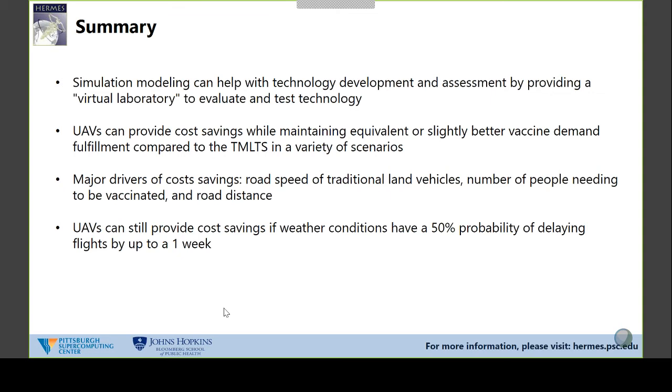So in summary, the simulation modeling found that in general, UAVs may be able to provide equivalent or slightly better demand fulfillment compared to this traditional land transport system in a variety of scenarios. Simulation modeling can help with developing such technology and assessing it before piloting it in the field. And major drivers of the cost savings provided by the UAVs were road speed of traditional land vehicles, the people needing to be vaccinated, and road distances. And the UAVs could still provide savings even if weather conditions cause 50% of flights to be delayed by a week.